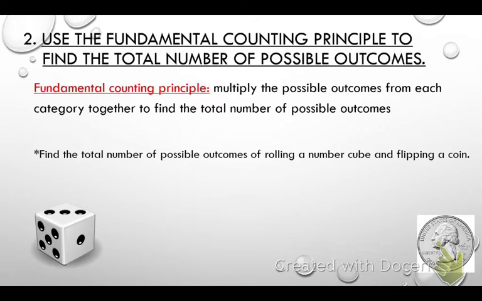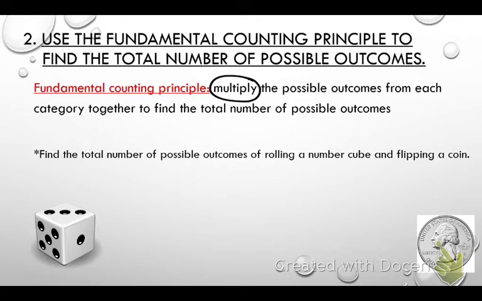All right, the next set of instructions say to use the fundamental counting principle to find the total number of possible outcomes. So I want you to, with your red pen, write in fundamental counting principle. Here's what the fundamental counting principle is. It says you need to multiply the possible outcomes from each category together to find the total number of possible outcomes. Take your pencil and I want you to circle this word multiply. We're going to do a lot of the fundamental counting principle today, and I just want you to know all you have to do in that case is multiply.